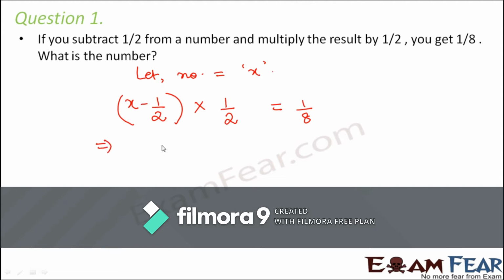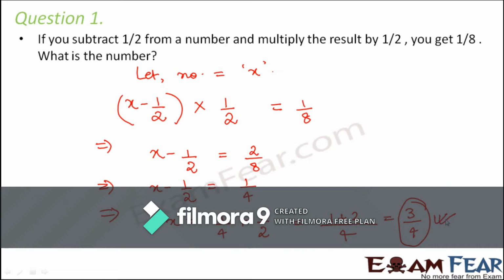So this is actually x minus 1 by 2 is equal to, this 2 will go on this side, so it comes to the numerator, so it is 2 by 8. So we can say x minus 1 by 2 is equal to 1 by 4, or x is equal to 1 by 4 plus 1 by 2. So this would be equal to (1 plus 2) by 4, this would be equal to 3 by 4. Therefore, the value of x is equal to 3 by 4.